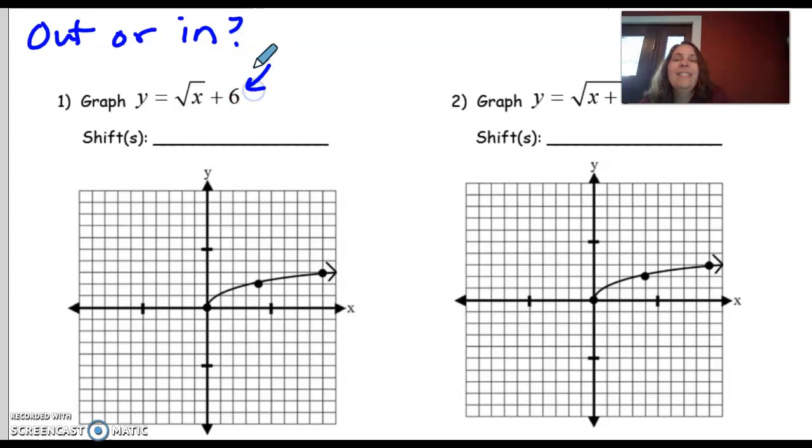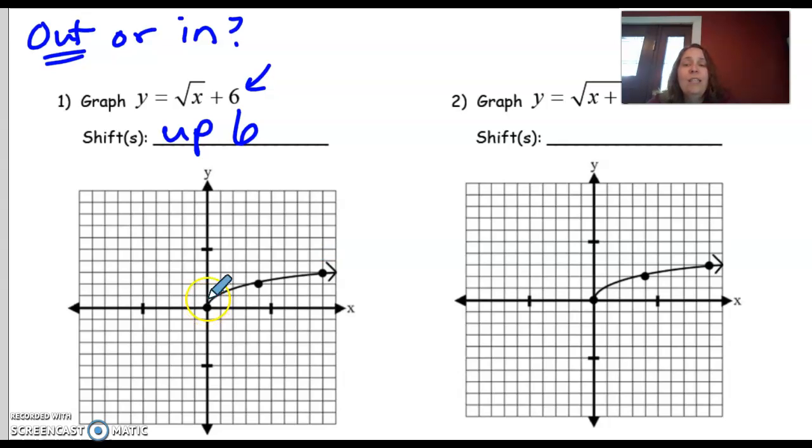And sure enough, that is after the radical, so that's an outside shift, which means that we are going to be going up 6. So while you could go ahead and make a table and plot all the points, you could also just take your model, your y equals square root of x, which is already graphed for you, and literally move the points 6 units up.